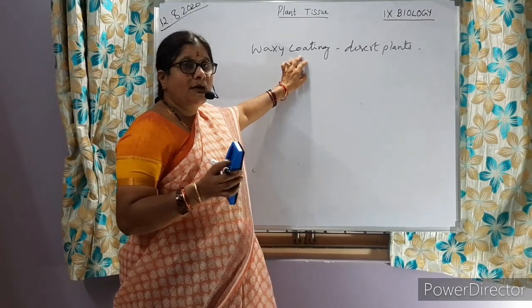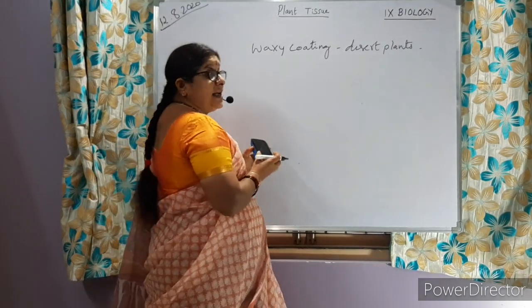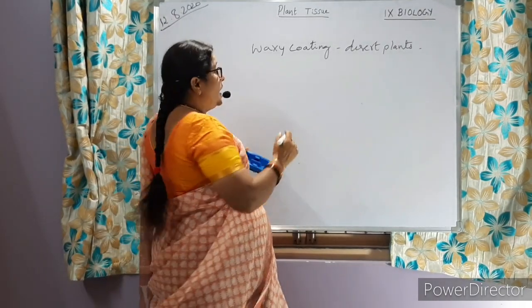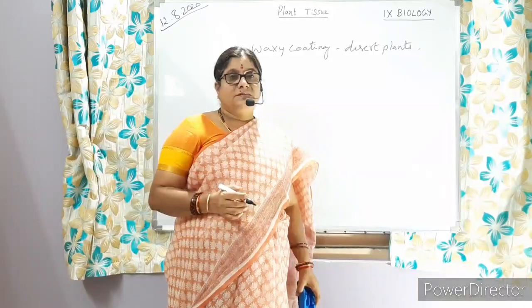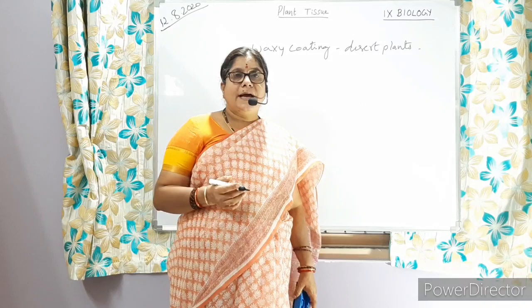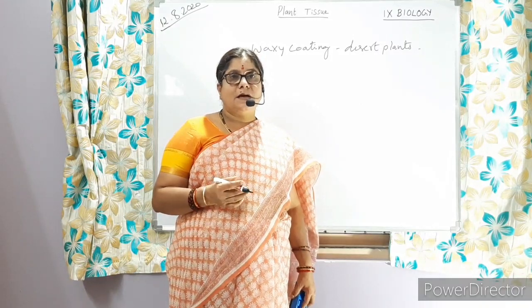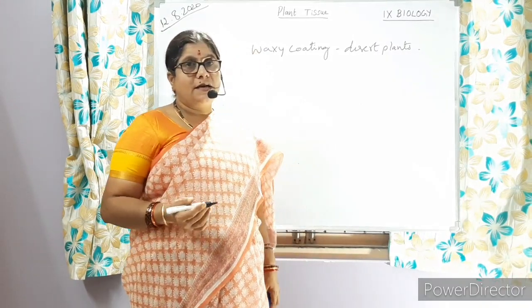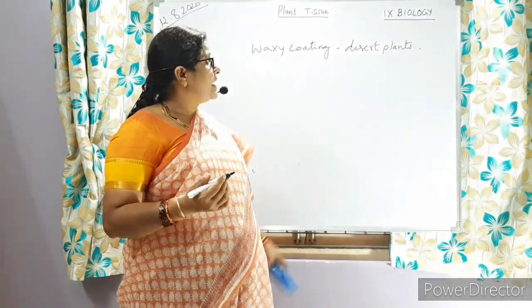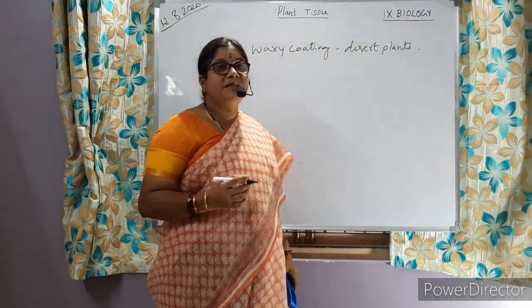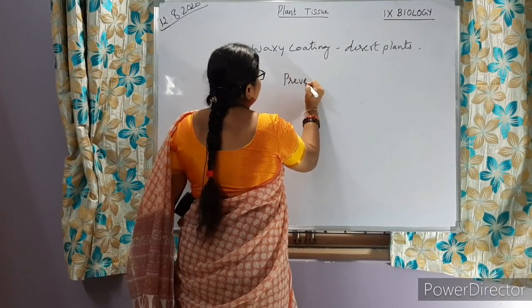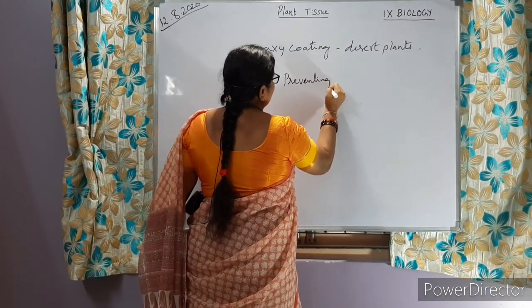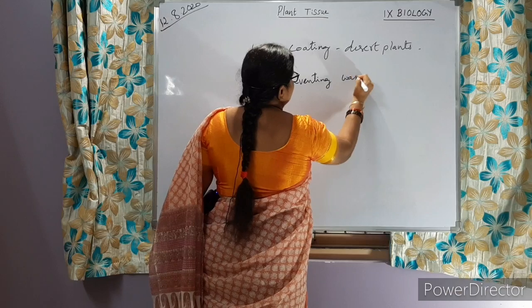So the waxy coating is protecting the desert plant. Apart from that, in desert plants, the epidermis forms thicker, and it has a waxy coating, and it helps in preventing water loss.